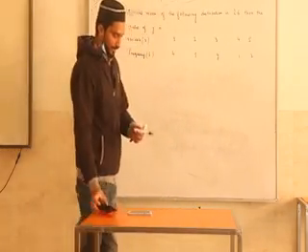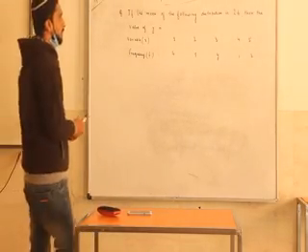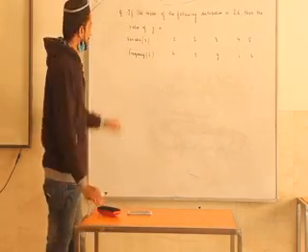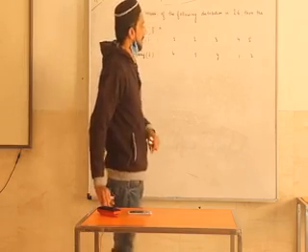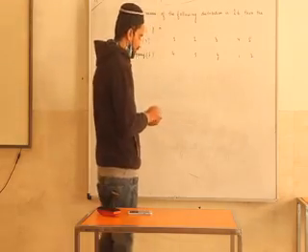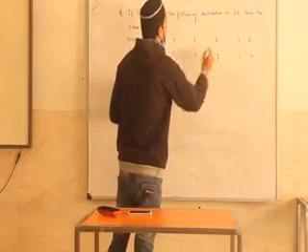Okay, so this is the next question. If the mean of the following distribution is 2.6, then the value of y is? This is the distribution given: the variables are 1, 2, 3, 4, 5 and the frequencies are 4, 5, y, 1, 2. So we have to find the value of this y.